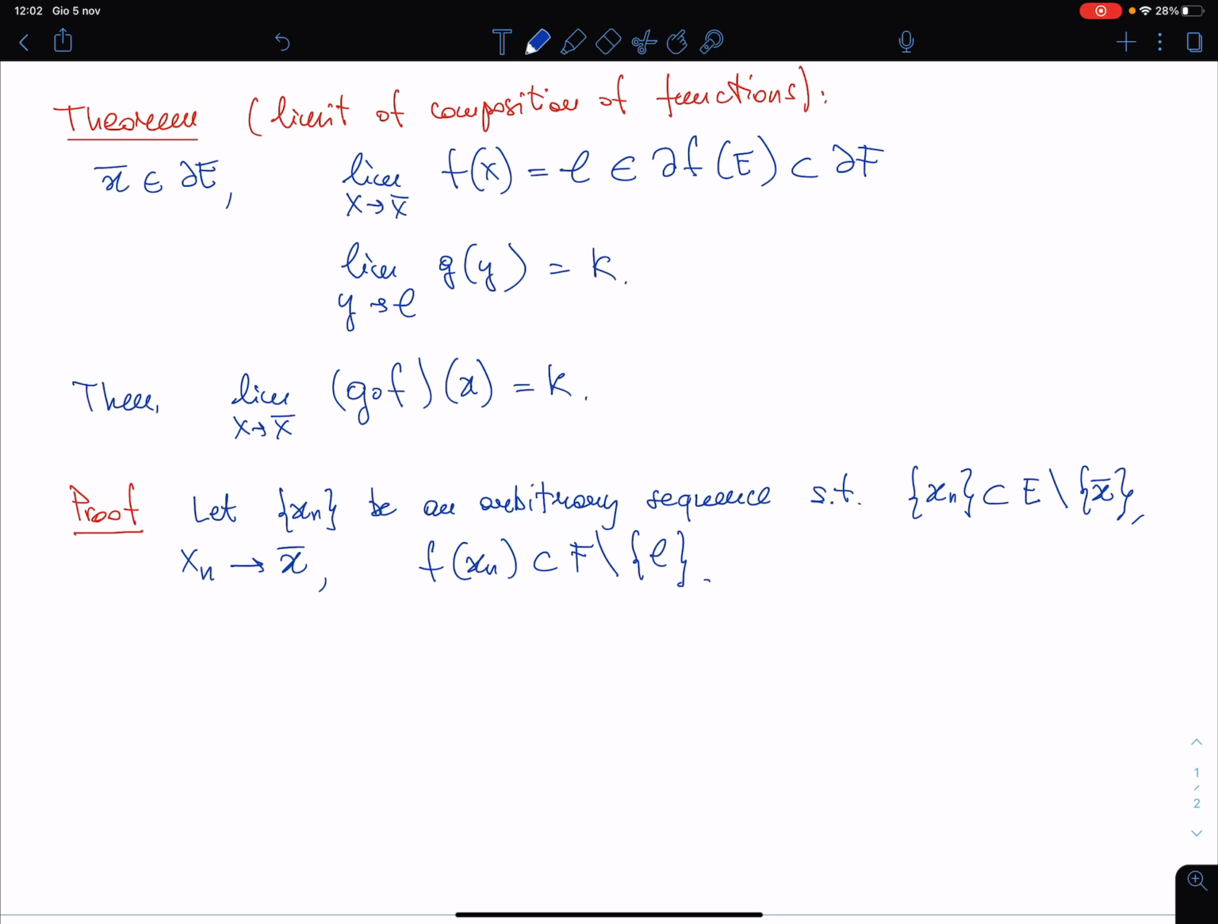So you can wonder whether it is possible. It is possible to take a sequence that is never x bar, but that tends to x bar. It is possible because x bar is an accumulation point of E. This is what we already studied. But moreover, we add that the sequence of the images never goes to L. Is it possible? And the answer is yes. It is possible to find such a sequence, so such a sequence exists.